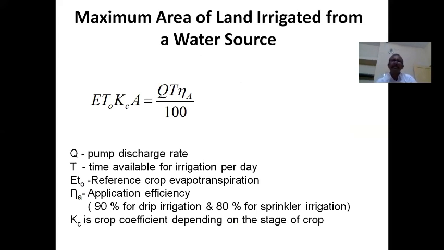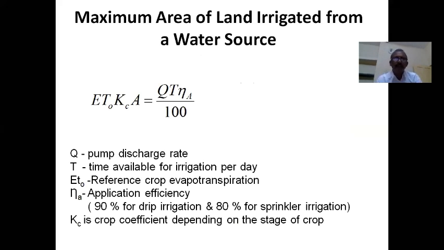Then you must be able to find out whether that water is sufficient to irrigate say 10 hectares or 15 hectares. So you need to balance what is the demand and what is the supply. So this formula does that. This formula is very simple.